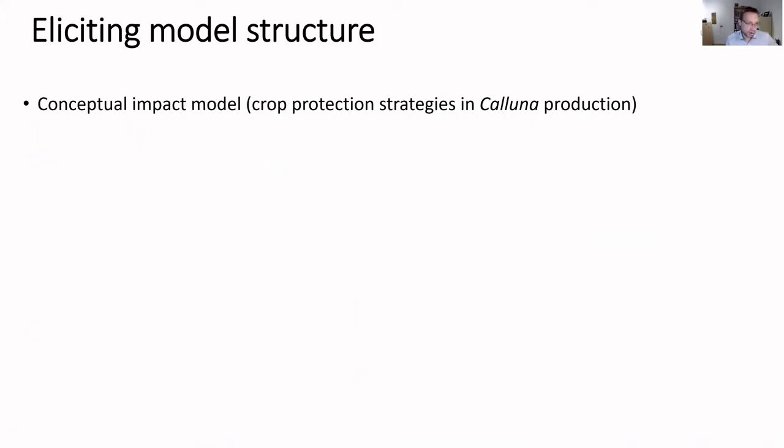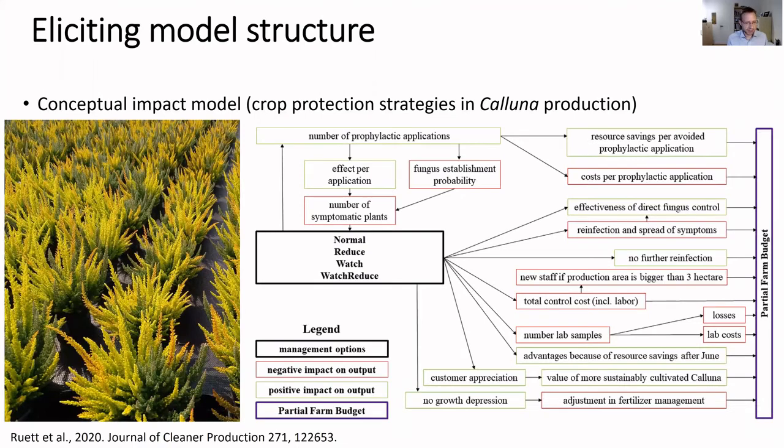We then go on and develop a conceptual impact model based on what these stakeholders have told us. And here we see one from a study by Marius Rütt, who I think is in the audience, one of my graduate students. In this particular case, we looked at Kaluna production, so an ornamental plant here in North Rhine-Westphalia.